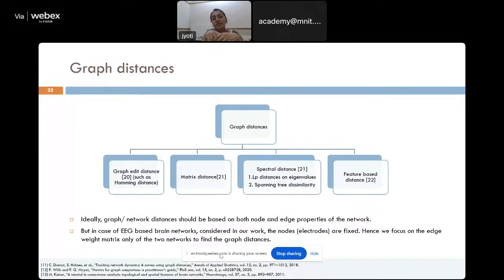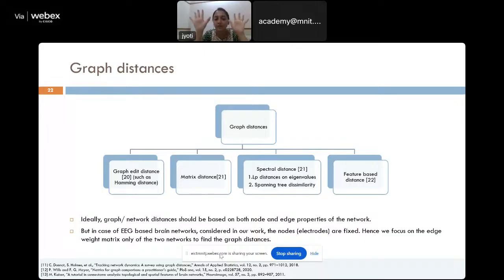The second is graph matrix distance. Network one, basically a network graph, has different nodes, and there will be some interconnections between them. An interconnection is nothing but an edge weight, the relation between any two nodes, or how they are related. So I can represent those edge weights using an edge weight matrix. And the second network will also have an edge weight matrix.